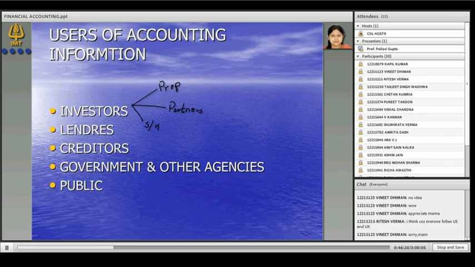Then government and other agencies. Government and other agencies are basically the tax authorities. They may be the service tax, VAT, sales tax, income tax, wealth tax, customs, excise. They would be interested in knowing your financial position so as to ascertain whether you have paid the accurate taxes or not.